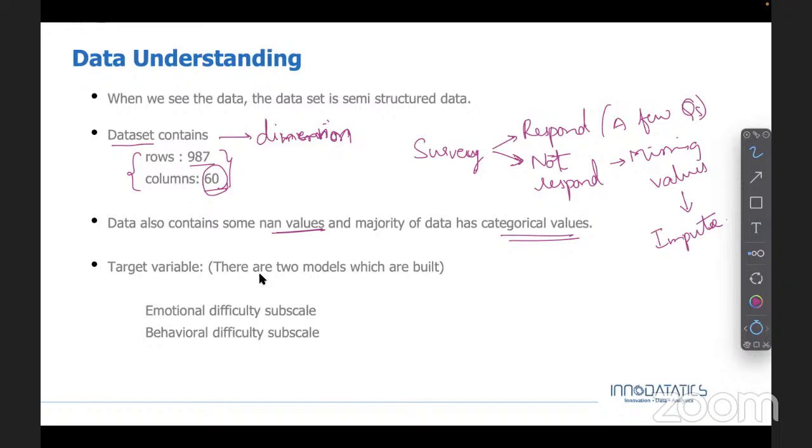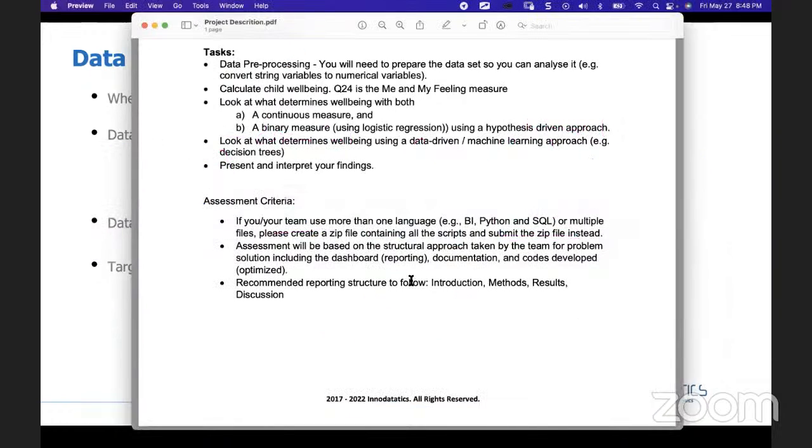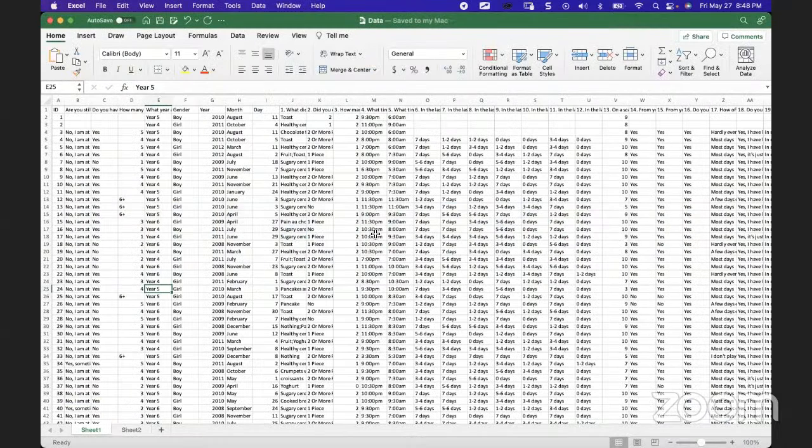And the target variable was to predict the emotional difficulty subscale values. And there was also behavioral difficulty subscale values. Values range, I mean, there is a big range. Okay, there is a lengthy range of values that your model has to predict. Just to give you all a sense of the data, let me show this.